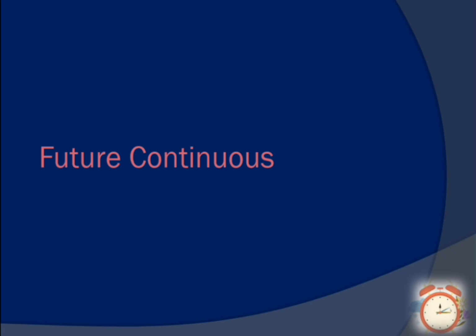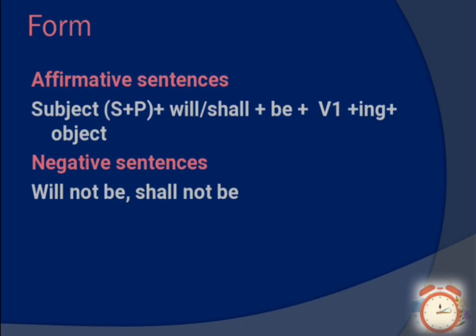Next, future continuous. For future continuous, for the affirmative sentences, with subject, singular or plural, the auxiliaries are will, shall, and with that we will use be, plus first form of the verb, plus ing, and after that object. For the negative sentences, we will add not in the middle of will be and shall be. So it will be will not be, shall not be.